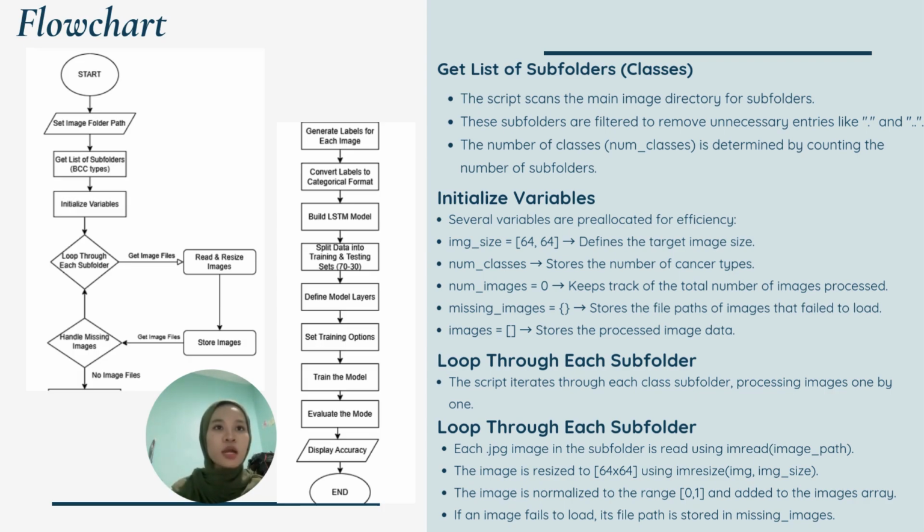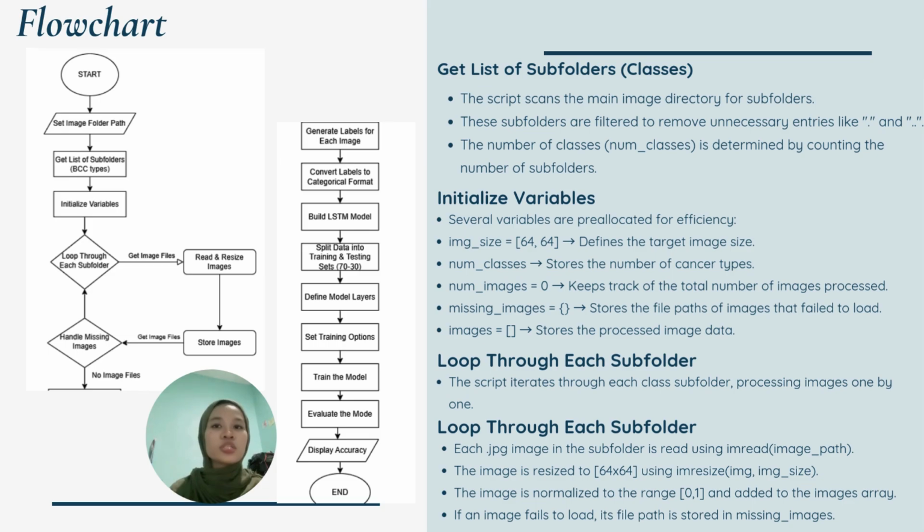Today I'm going to present and explain our flowchart. The flowchart outlines image pre-processing, LSTM model training, dataset splitting, classification, evaluation, and accuracy display for basal cell carcinoma detection. First, set the image path: define the directory containing basal cell carcinoma (BCC) images. Next, identify the subfolders representing different types of BCC. We have type 1, type 2, and type 3. Then set parameters such as image size, label, and counters.